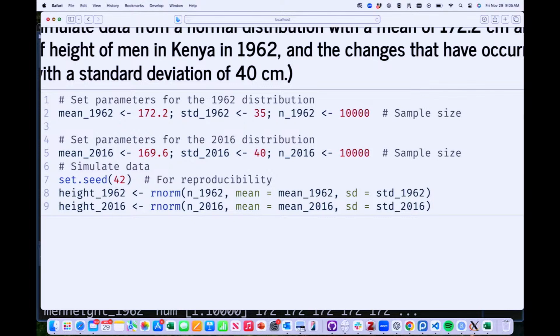Okay? So I want you to create those two objects, height 1962 and height 2016. You can call them whatever you want to call them, that simulate data of 1962 heights and 2016 heights. If you'd like me to come to your desk, just lift your hand and I'll come.